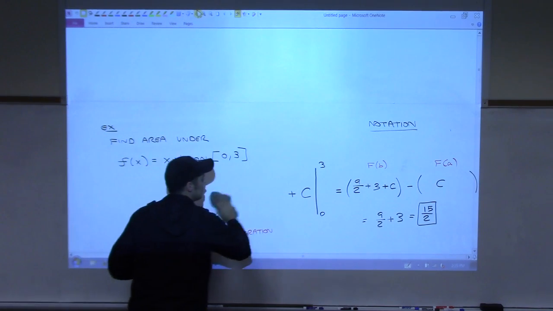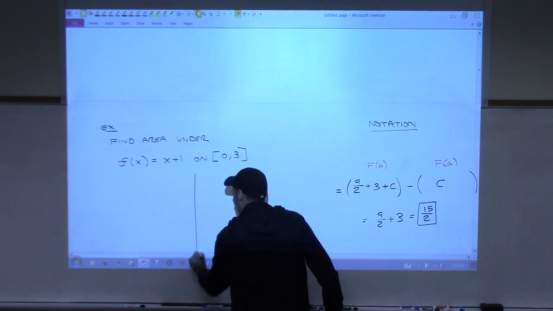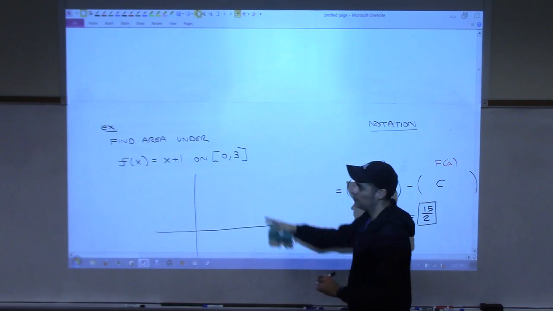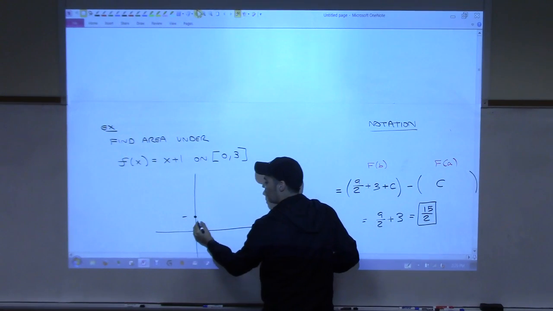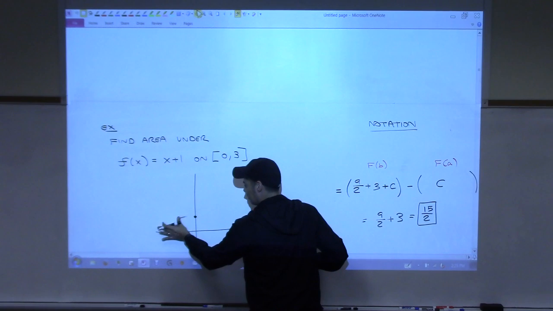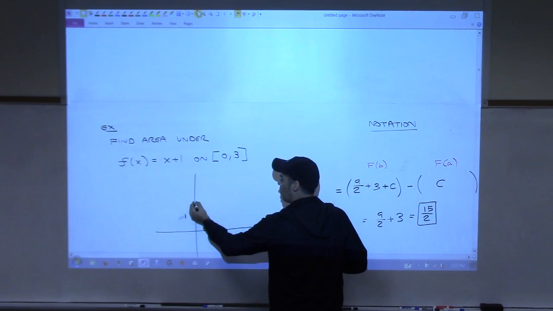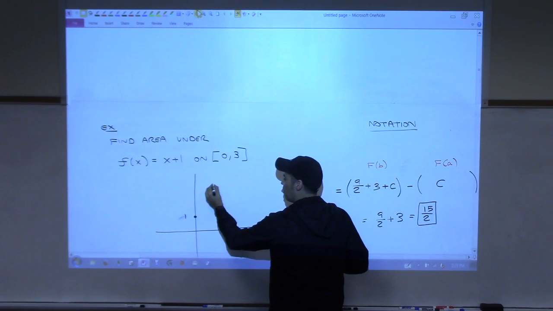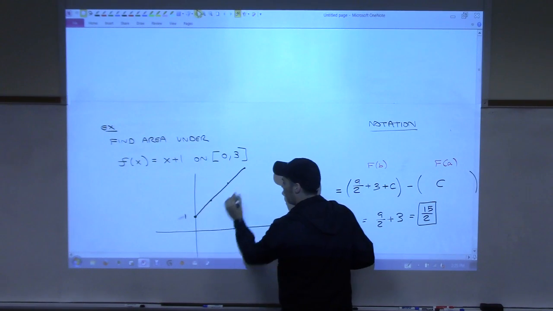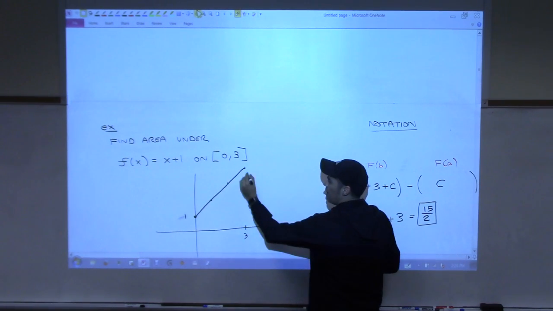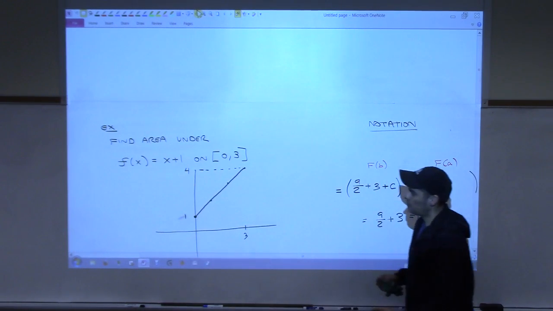The reason I gave you this example is because now I want to draw it. I just want to show you this curve real quick. Isn't that a line? Yeah. And it's moved up 1. So it would start here at 0, 1, and then it would go up 1 over 1, up 1 over 1 like that. And that would go till 3. So at 3, how high is it? It's at 4.